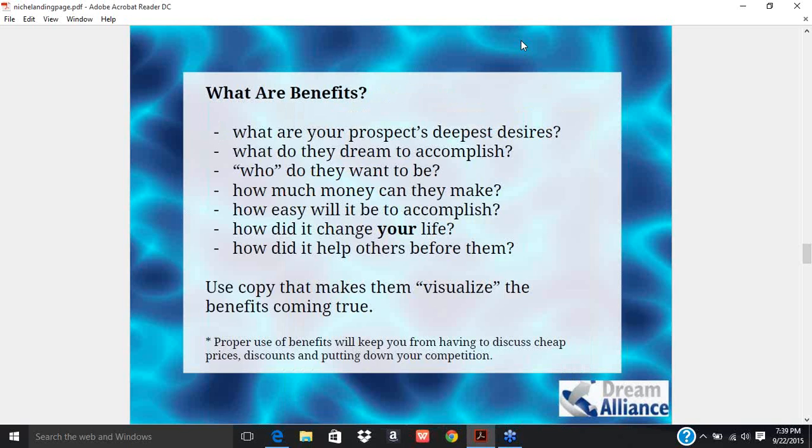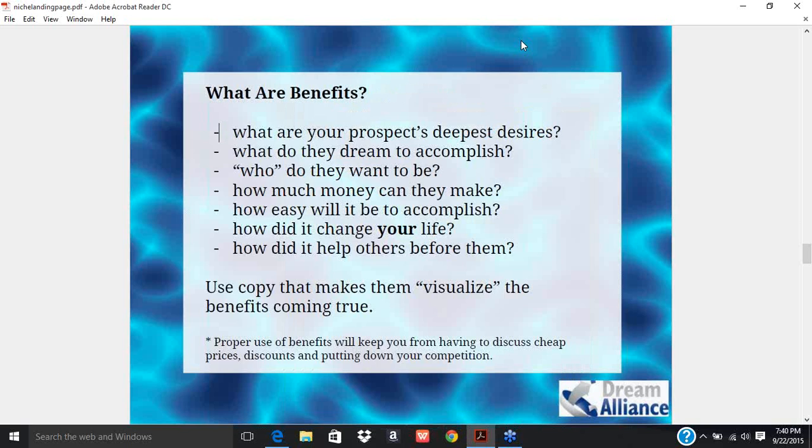What are your prospects' deepest desires? What is it that they're trying to accomplish? Who do they want to be? What I mean by that is that we all visualize ourselves being a certain kind of person, or maybe even being somebody that we know, or wanting to be like somebody more accomplished, more competent, whatever. We all harbor those ideas. You want to get into the mind of your prospect, and you want them to think, she knows what I'm thinking about. She is inside my head. How does she do that?